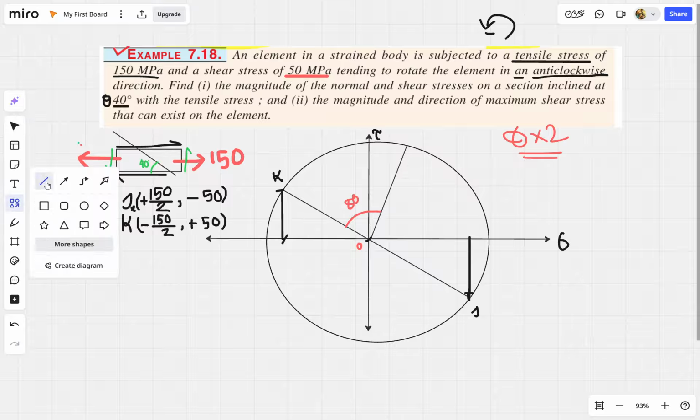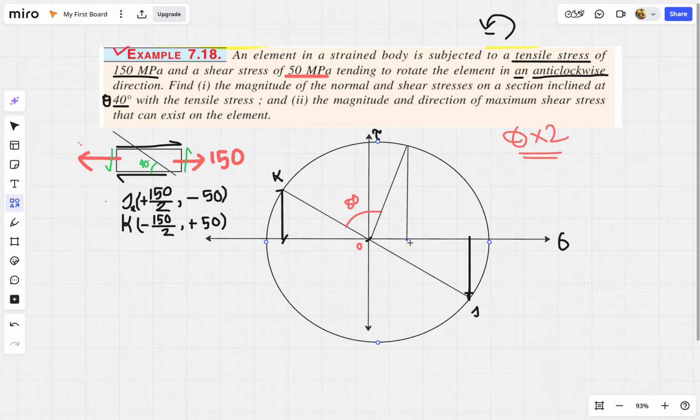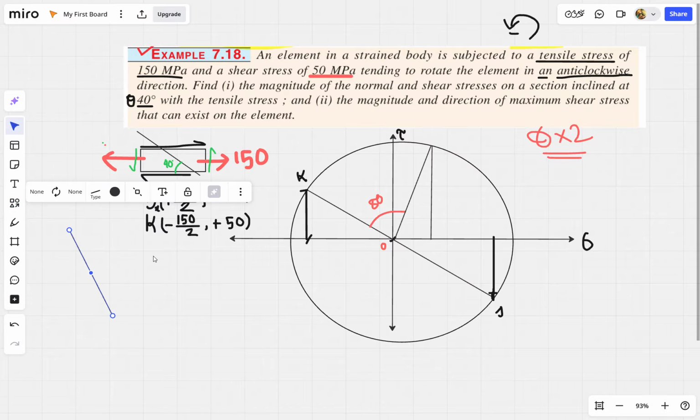Now we just have to draw a straight line from that. That's it, we have completed our drawing.